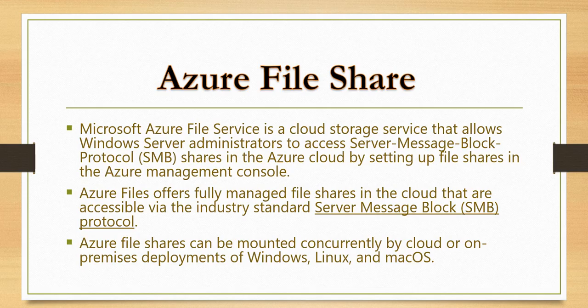its features and benefits. It is a cloud storage service that allows Windows Server administrators to access Server Message Block protocol, which is SMB protocol, in the Azure cloud by setting up a file share in the Azure Management Console. These are very suitable for general purpose file data. For an application that currently runs on an on-premises server, storing files in an Azure file share might be a good choice. You can move the application to Azure and use file shares as shared storage. And concurrently, we can mount this Azure file share on cloud or on-premises environment. And it supports Windows, Linux and Mac OS.